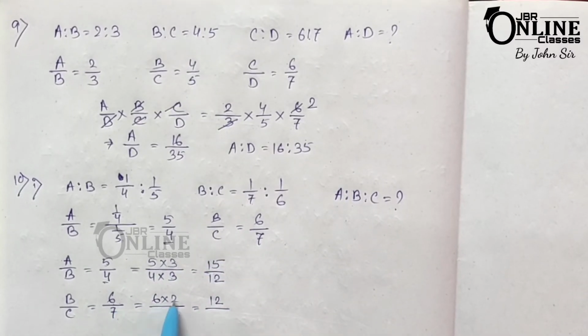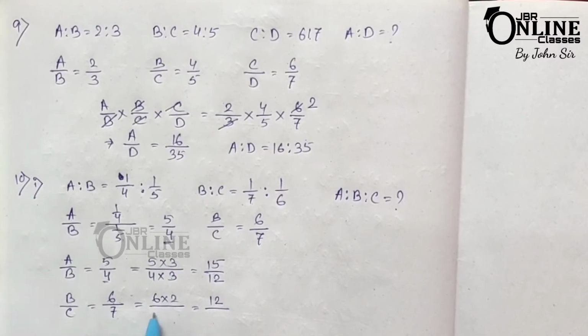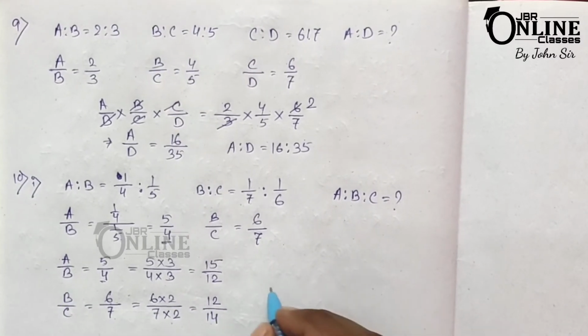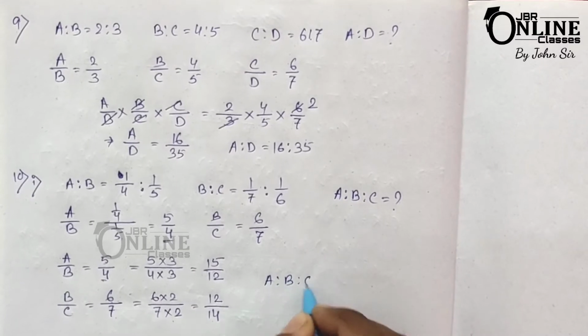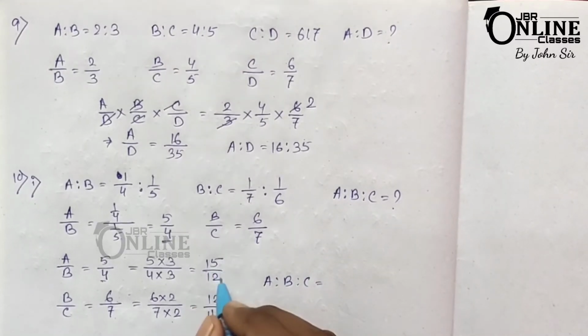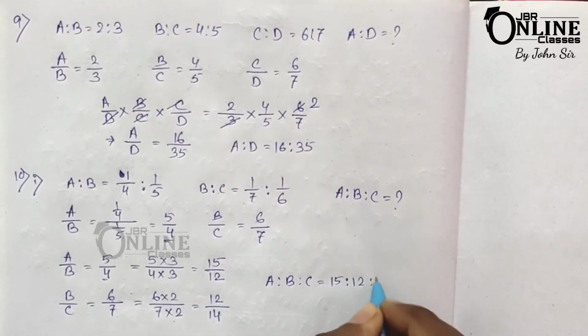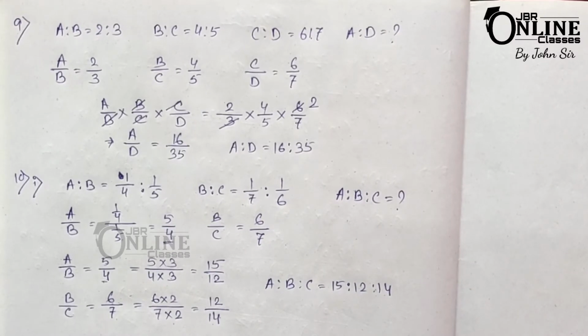Here, if 2 is multiplied with 6, then 7 is also multiplied with 2, and that equals 14. So finally, A is to B is to C equals 15 is to 12 is to 14. That is the final answer.